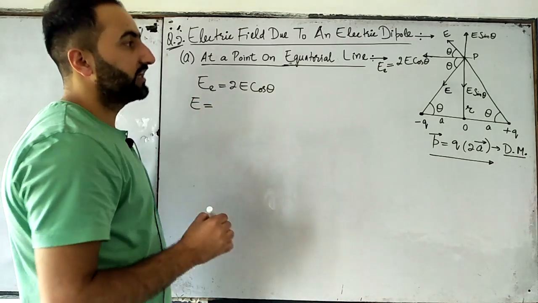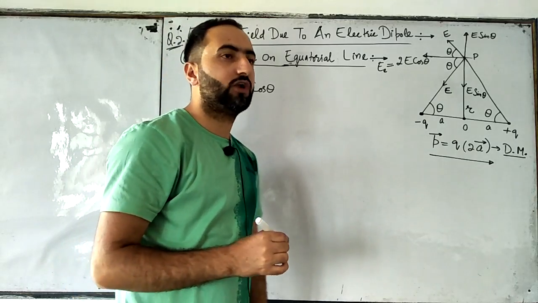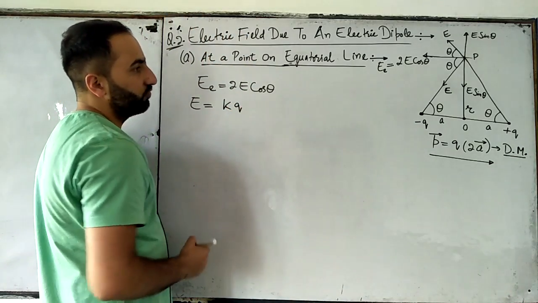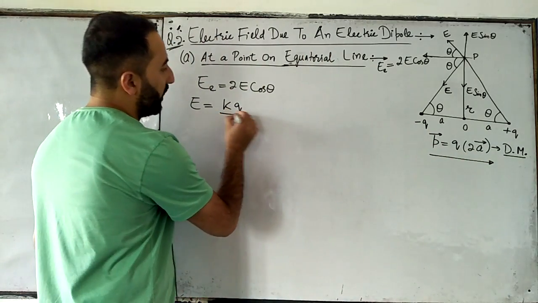You know that electric field due to the point charge is KQ divided by r square. KQ divided by distance square. So it will be equal to K multiplied by charge, that's equal to q, while here the charge is minus q and here this charge is plus q, divided by distance square.